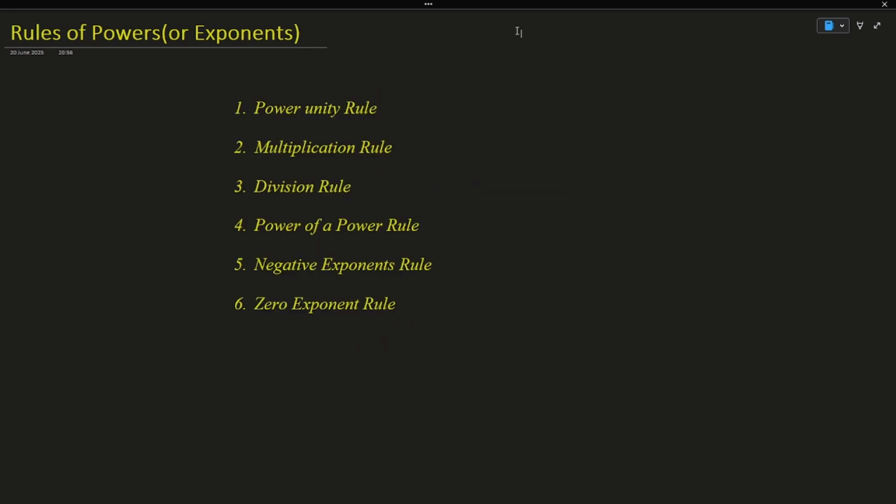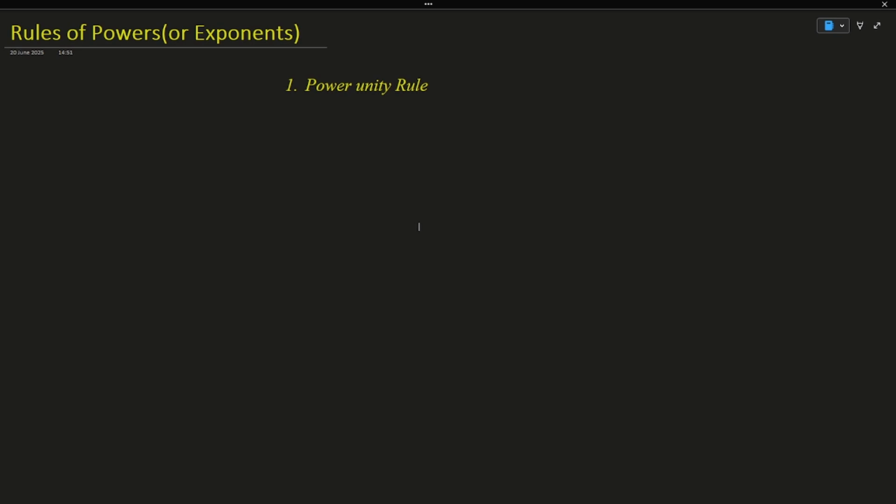The rules of power or exponent that you must know, that will help you simplify almost any power-based expressions, are contained within this following set of rules, and we will be discussing each of these rules with examples in this video. So let's look at the first rule, the power unit rule.